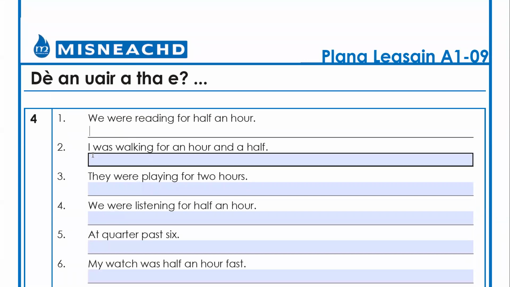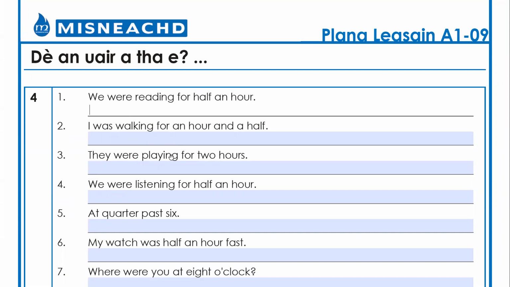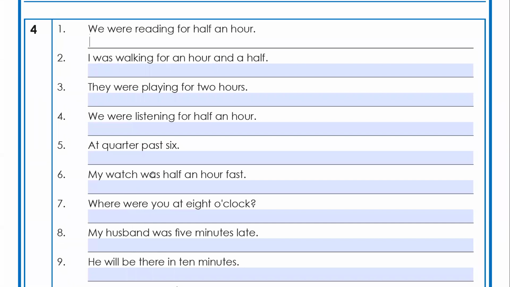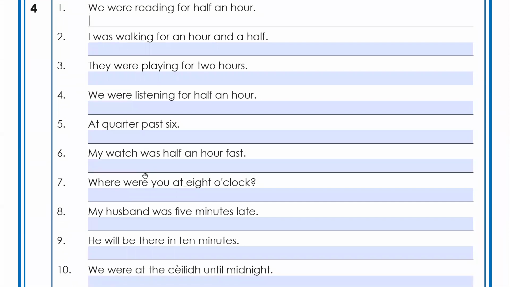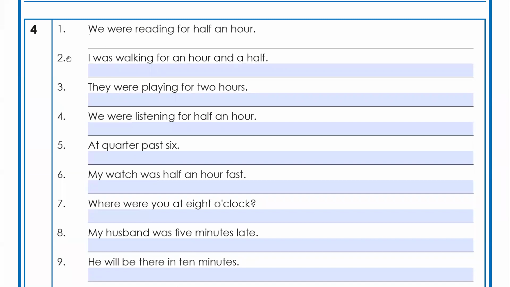So, now it's over to you. You have English, and we need to translate these into Gaelic. So again, you can have a go at this yourself first of all, and then I'll fill in the answers for you here. So we were reading for half an hour.